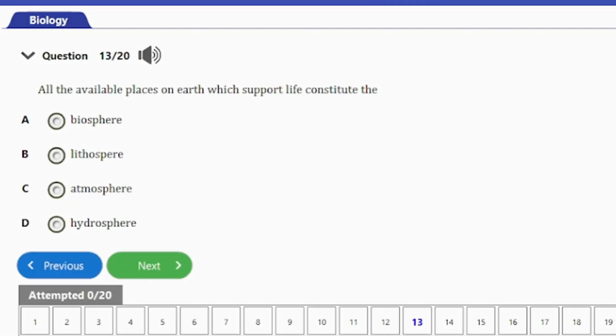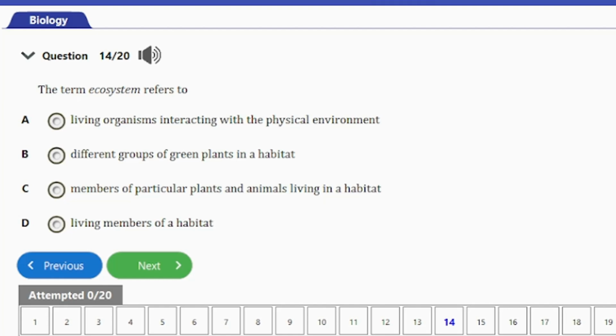The next is question number 13 here. It says all the available places on earth which support life constitutes the A, biosphere, B, lithosphere, C, atmosphere, and D, hydrosphere. So guys, the answer to this question is option A, and that's biosphere. So let's consider the next question, question number 14.